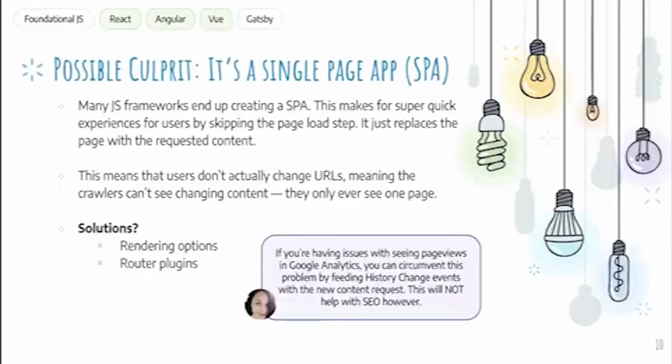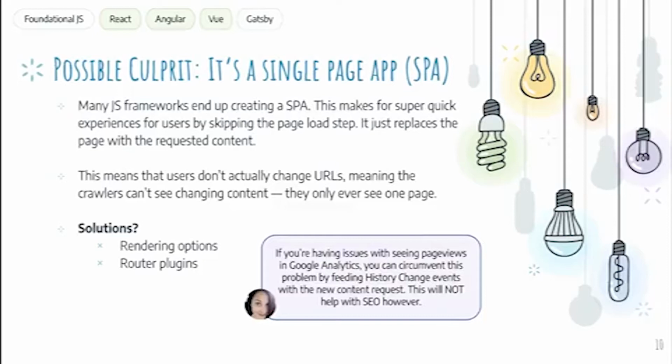It could also be a single page app, or SPA. Is everybody familiar with what an SPA is? Yes, okay. Basically, with single page apps, React, Angular, and Vue all make SPAs at their base level. That can be really cool because you just skip through content and there are no page load events that need to fire. But that also means crawlers aren't seeing the changing content, so that can be an issue.